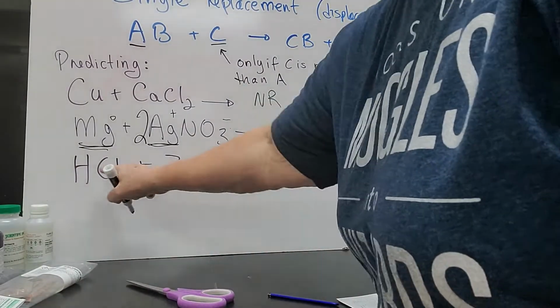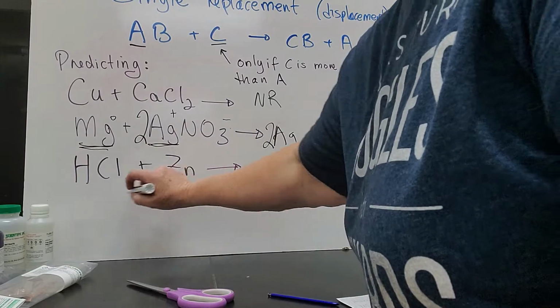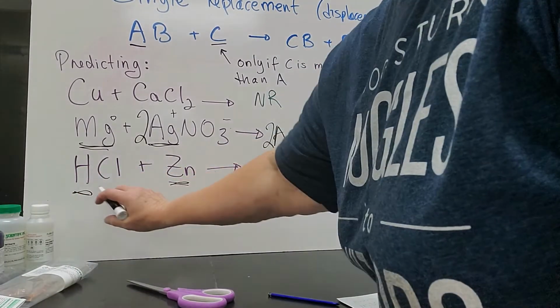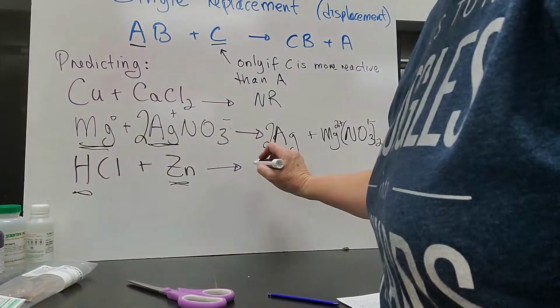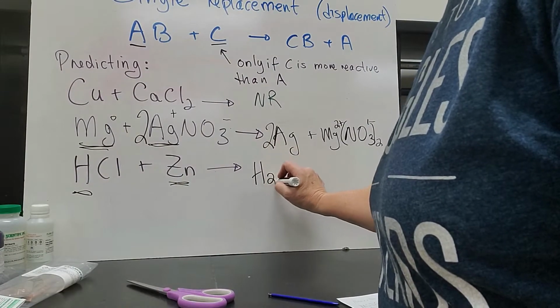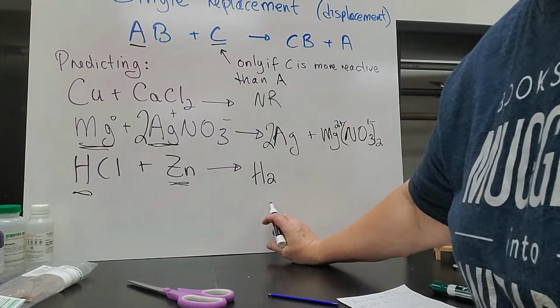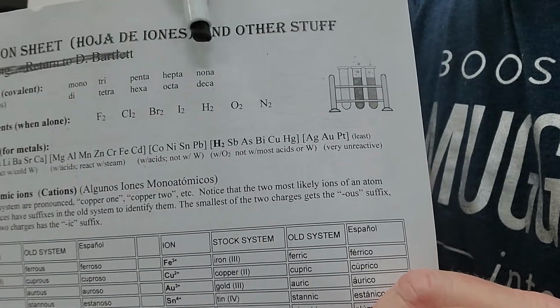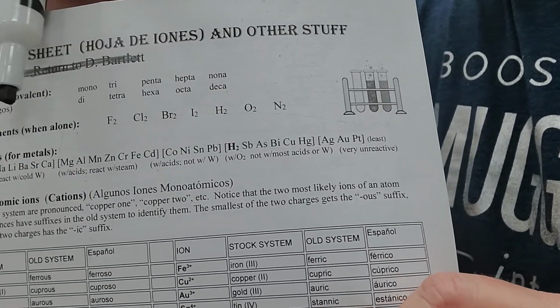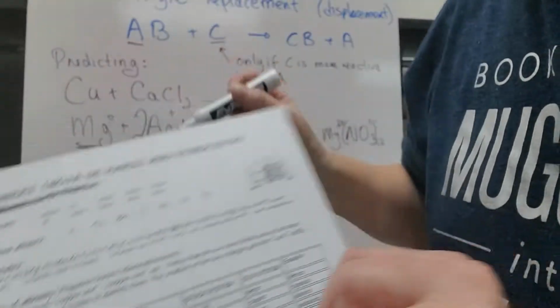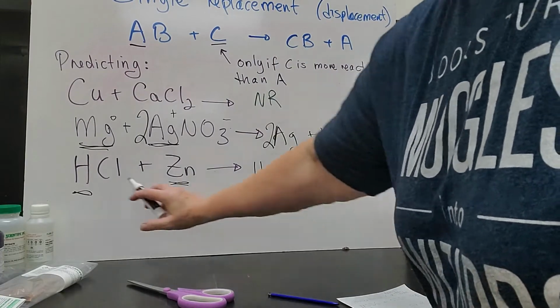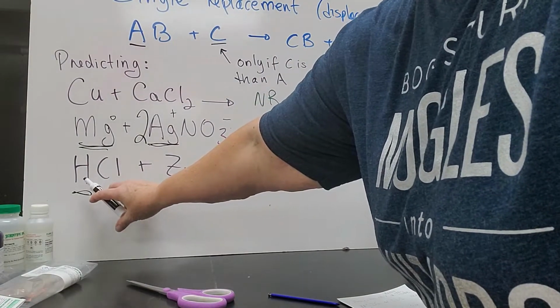So zinc should react. So zinc and hydrogen, those are my 2 metals. Zinc is going to kick hydrogen out. Hydrogen's going to be by itself. Hydrogen is diatomic. You look on this diatomic list of elements, and I do see hydrogen. Again, it's not diatomic over here, it's in a compound.